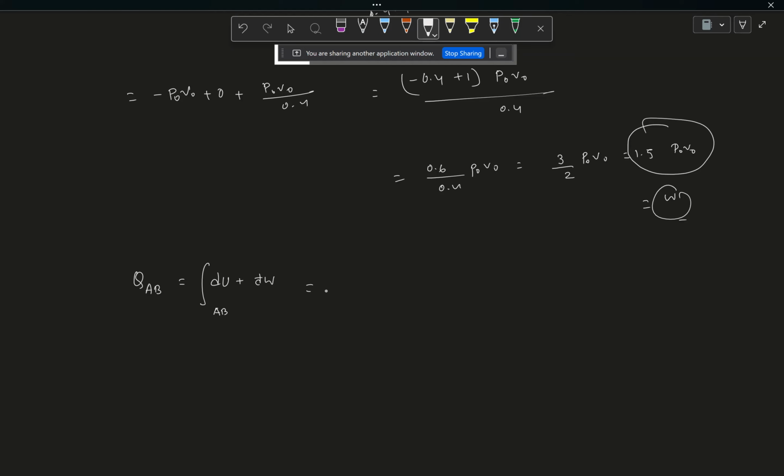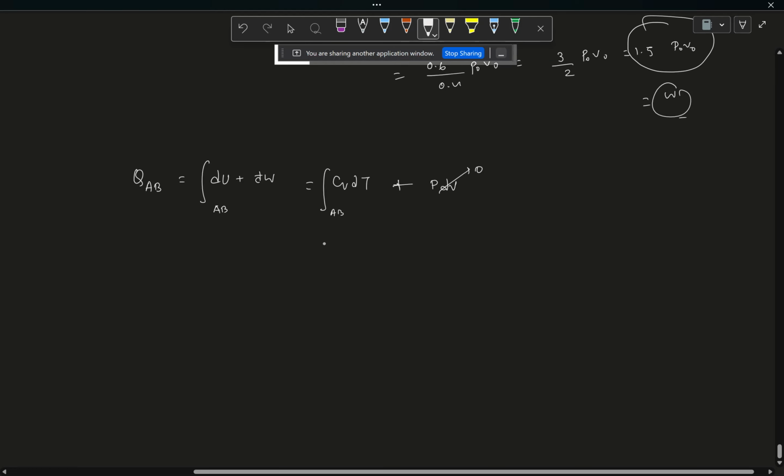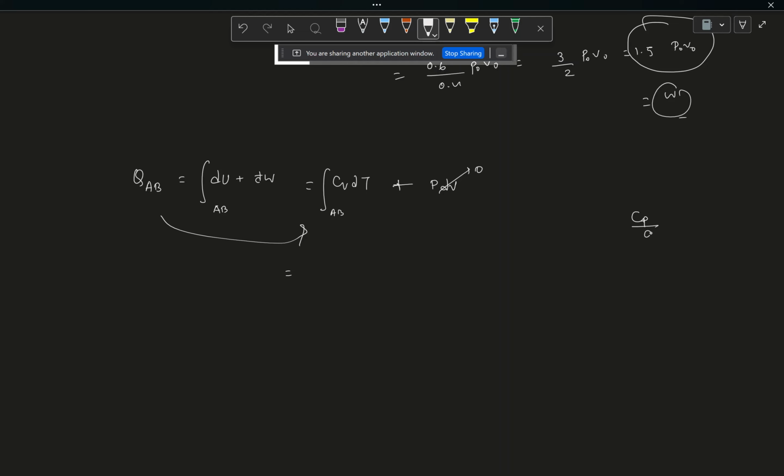path. Now dU is the internal energy change, which is nothing but Cv dT on AB. And because AB is a constant volume process, the P dV part is here 0. So there is no work done. So dW equal to 0. Only from the temperature change you will be getting a heat. So here we know that Cp by Cv equal to gamma and Cp minus Cv equal to R. Right? But also for ideal gas, PV equal to RT, we are taking 1 mole, n equal to 1.